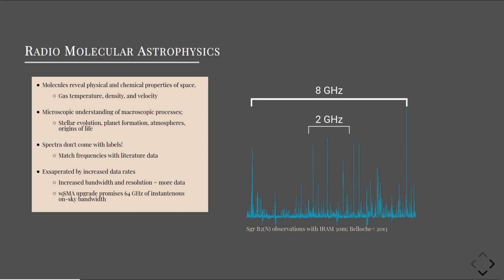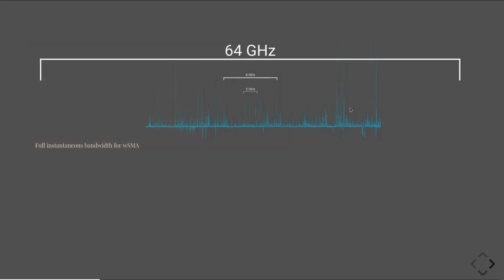wideband upgrade to the Submillimeter Array promises 64 gigahertz of instantaneous bandwidth, which is 8 times what's shown here in the single acquisition. And so, to put this into context, the entire spectrum that was published for this observing campaign overlaid is the 64 gigahertz of bandwidth that's promised by the WSMA. And so you can appreciate how this problem was rapidly spinning out of control. And we can't possibly keep up with manual analysis.